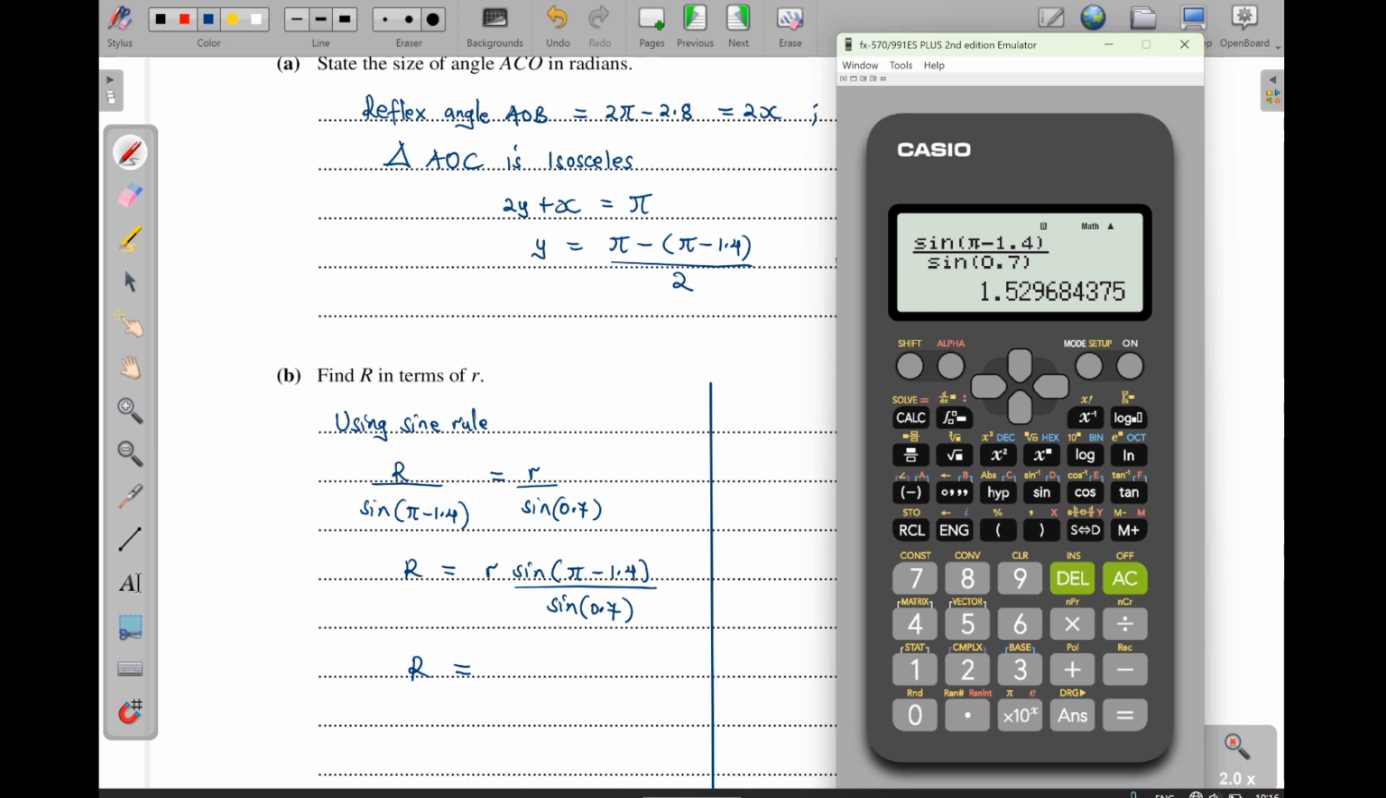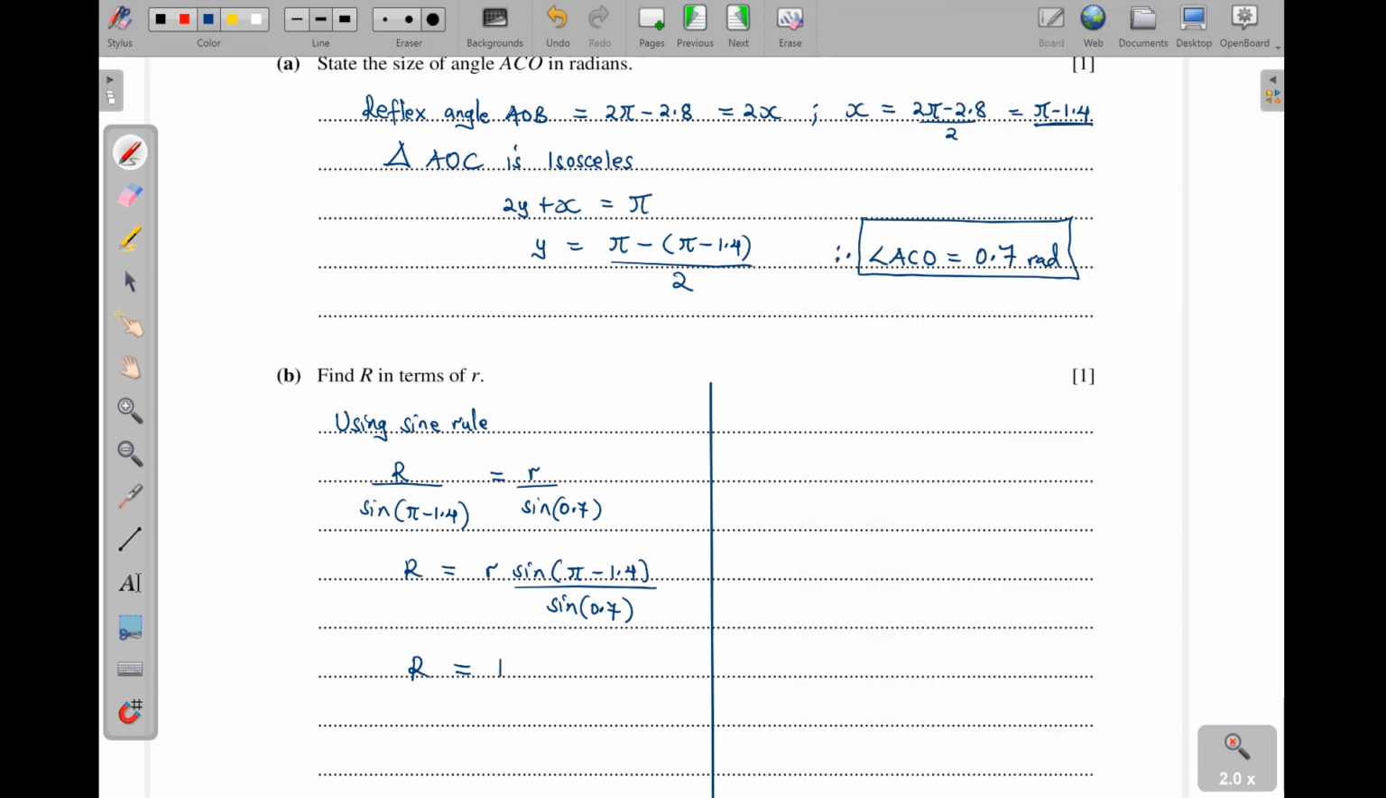Okay, so we have 1.529684375. So R, this capital R, is equal to 1.529684375 of the small r. So I can leave it there, or I can say R is equal to 1.53 r. That is to 3 significant figures. So that is that, and that is one way to do it.